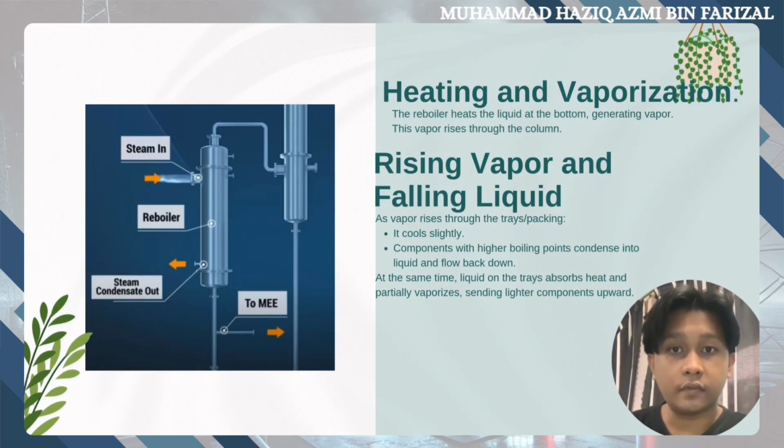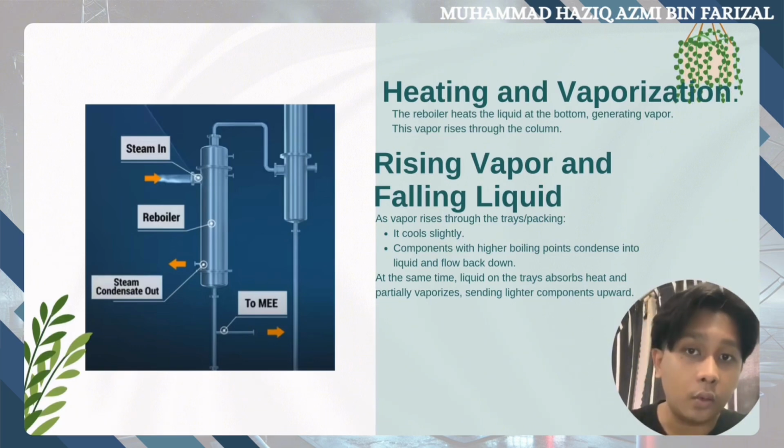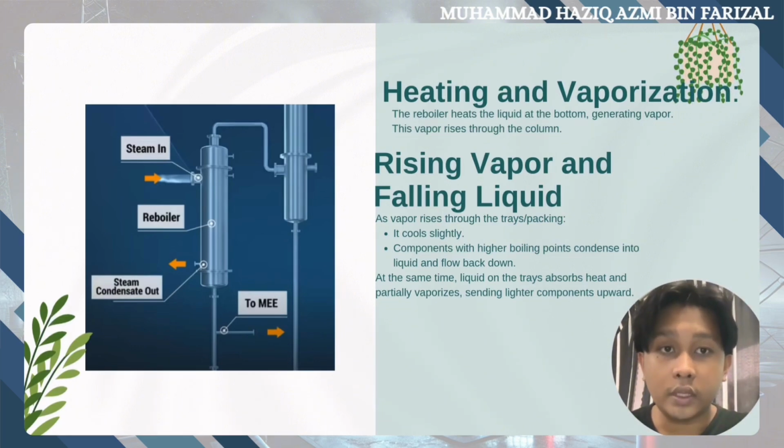Next, for heating and vaporization, the boiler heats the liquid at the bottom, generating vapor. This vapor rises through the column. And for the rising vapor and falling liquid, as the vapor rises through the tray or the packing, it will cool slightly. Components with a higher boiling point condense into liquid and flow back down. At the same time, liquid on the trays absorbs heat and partially vaporizes, sending lighter components upward.